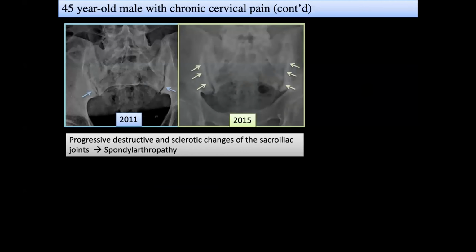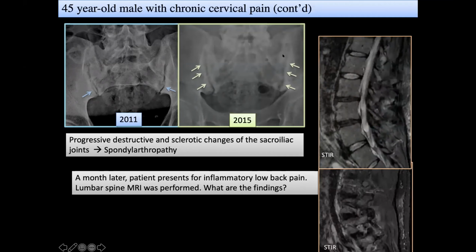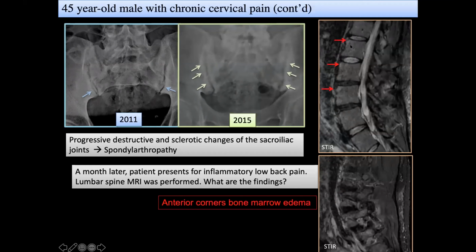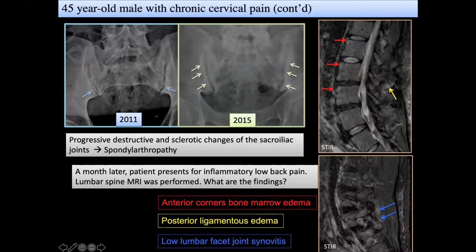Looking at the same patient, but now for the sacroiliac joints, we can see the progression of disease between 2011 and 2015: erosions and more fuzzy appearance of the subchondral bone with cystic changes, sclerosis along the subchondral bone. So this patient had spondyloarthropathy. The patient also had an MRI for low back pain. And although this is faint, you could see here there is some corner edema of the anterior corners of the upper lumbar vertebral bodies. In addition, you can see here posterior ligamentous edema and lower lumbar facet joint synovitis/capsulitis here.